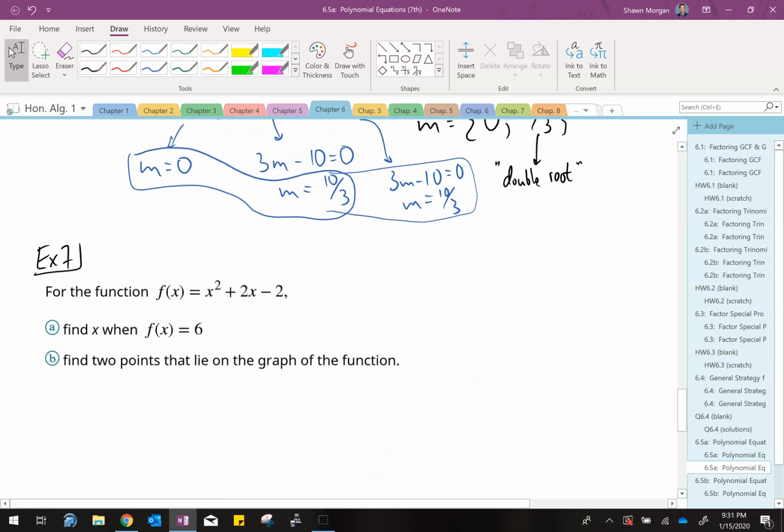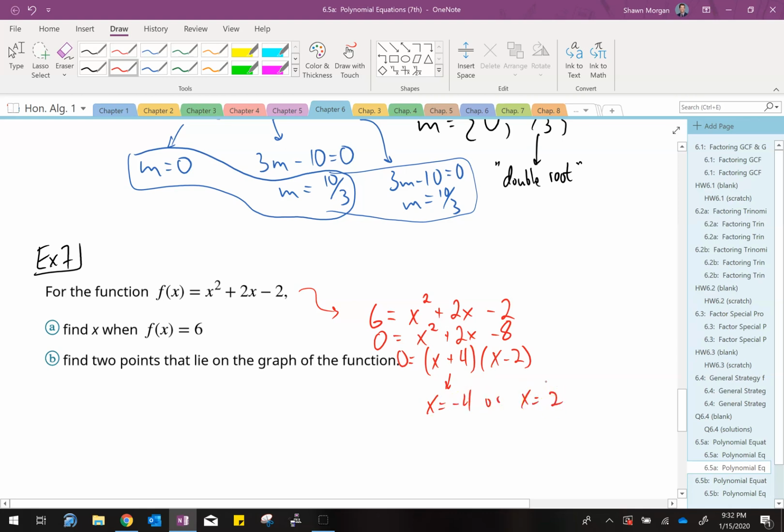It's example 7 says, hey, here's this given function. Find x when f of x equals 6. Well, all they're asking you to do is to set f of x equal to 6 and solve. And then this becomes, just like we saw in some earlier examples, a matter of just, hey, set it equal to 0 by subtracting 6 from both sides, plus 2x minus 8. And then we could factor that out as x plus 4, x minus 2. And per the zero product property, we wind up with x equals -4, or x equals +2.